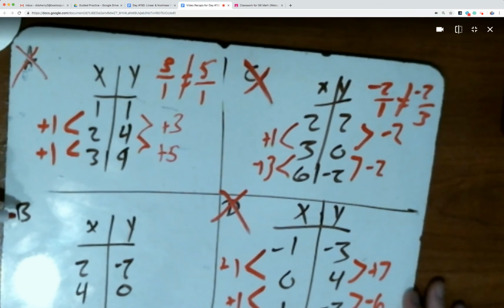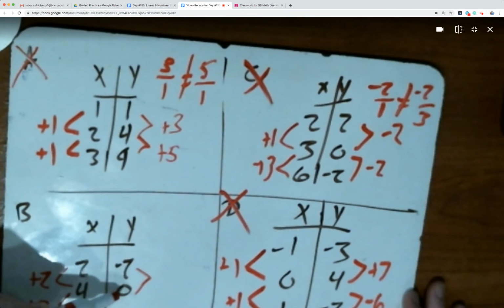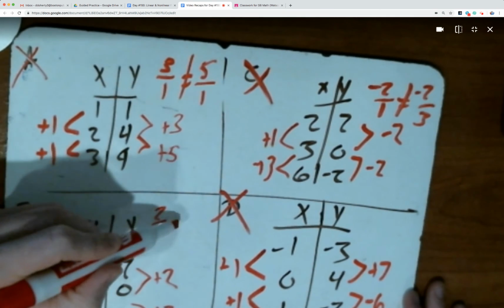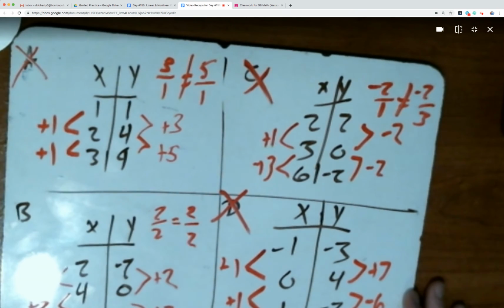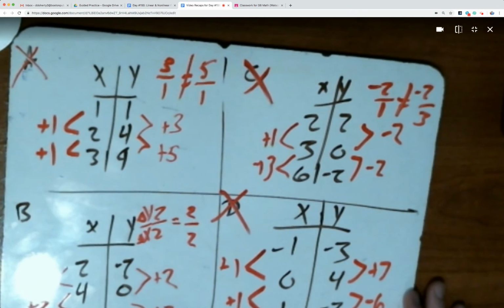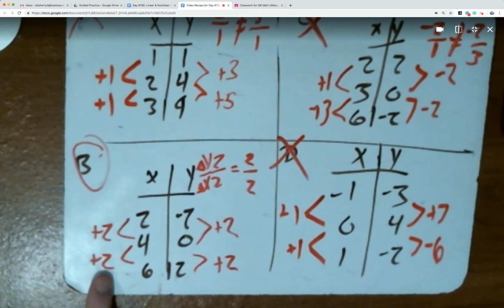We should see a constant slope over here, up by 2, and then here also increasing by 2, increasing by 2. The slope remains constant here the entire time. So that's how we know B is our correct answer at the end of the day. Sorry for that work being blocked.